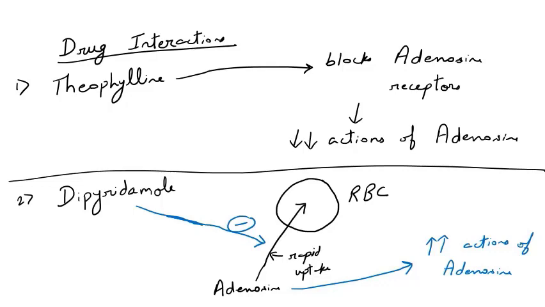We have studied that adenosine is very short-lived, it has a very short half-life, because it is rapidly taken up in the RBC where it is metabolized. This rapid uptake is inhibited by a drug known as dipyridamole. So dipyridamole increases the action of adenosine.